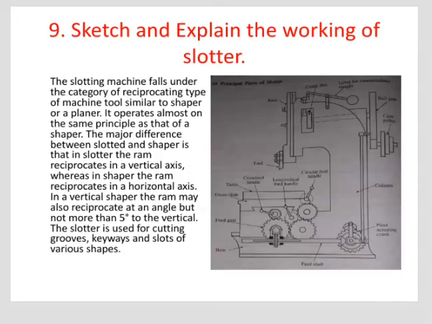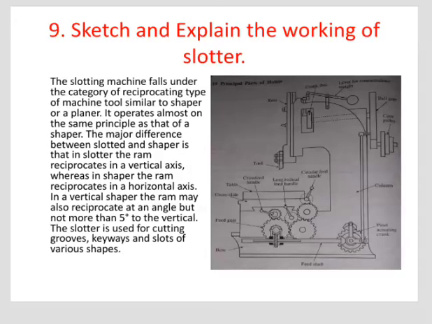The slotting machine falls under the category of reciprocating type of machine tool similar to a shaper or a planer. It operates almost on the same principle as that of a shaper. The major difference between slotter and shaper is that in a slotter the ram reciprocates in the vertical axis, whereas in a shaper the ram reciprocates in the horizontal axis. In a vertical shaper, the ram may also reciprocate at an angle but not more than 5 degrees to the vertical. The slotter is used for cutting grooves, keyways and slots of various shapes.